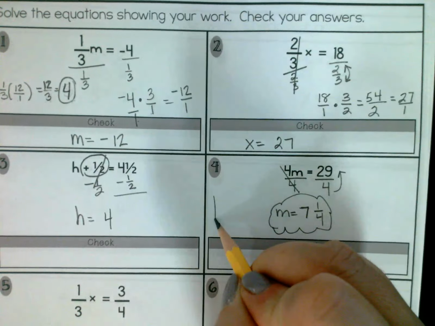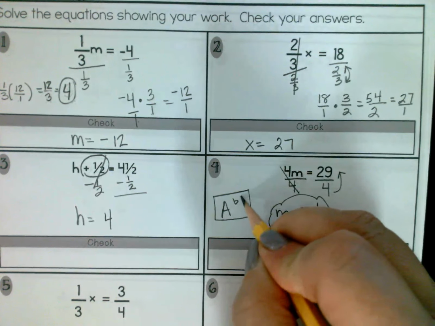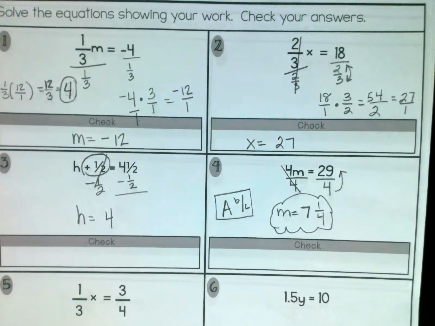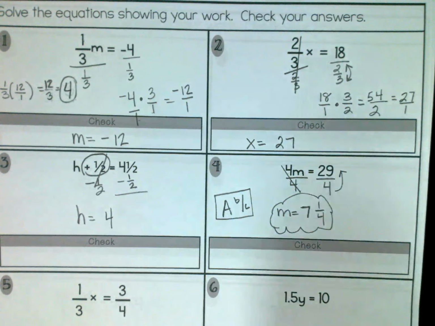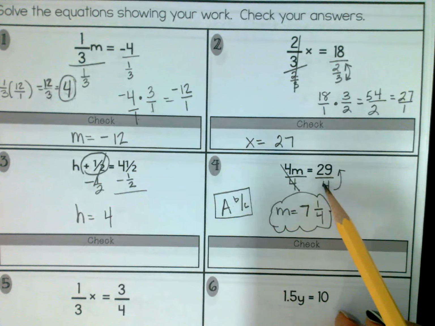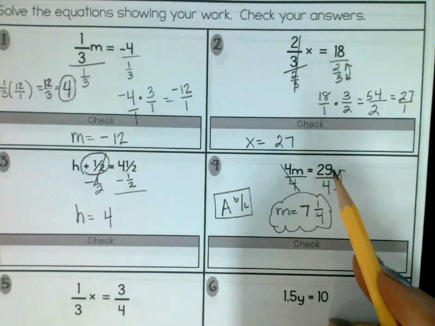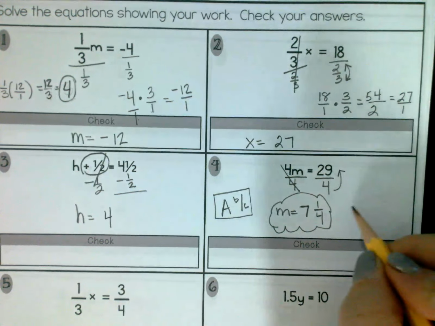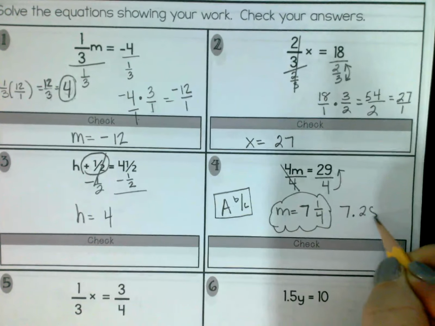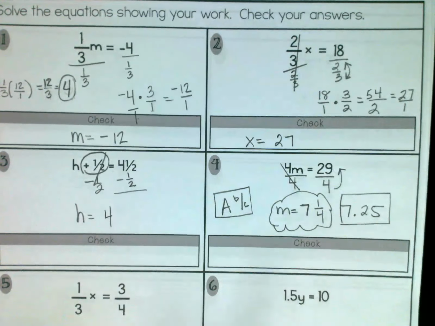Don't forget about on our calculators, we have my favorite key, the ABC key. We've talked about that with fractions. You could enter 29 ABC 4 and it would simplify that for you. You could do 29 divided by 4. It would most likely give you a decimal and you would get 7 1/4 written as a decimal point.